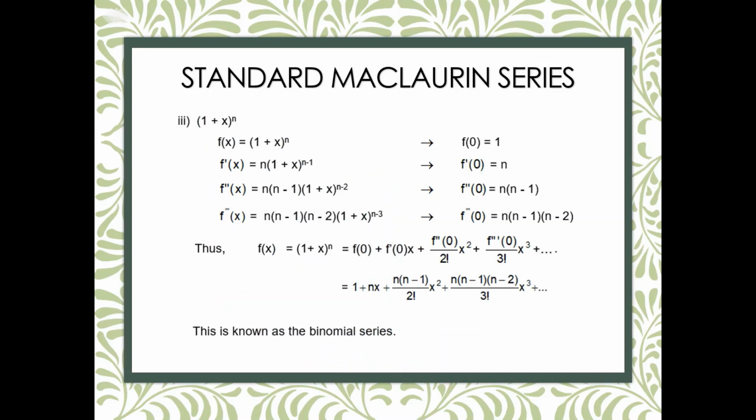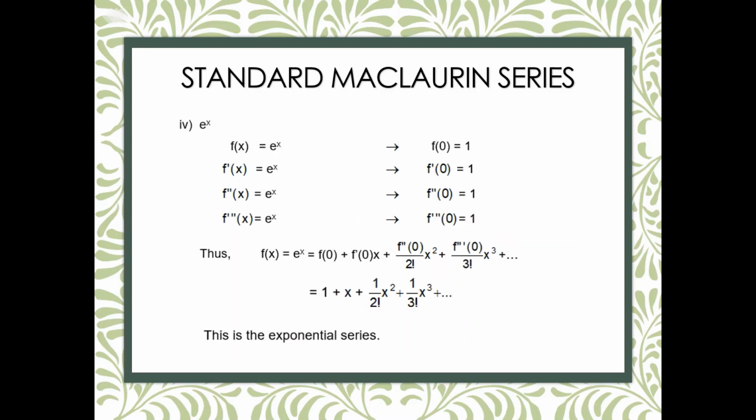Following is the Maclaurin series for (1 plus x) to the power of n, which is also known as the binomial series. To obtain the expansion, you need to apply the same process that you did for sin x and cos x. This is how we obtain the exponential series, which refers to the Maclaurin series for e to the power of x. Take note that no matter how many times you differentiate e to the power of x, you will obtain the same function.